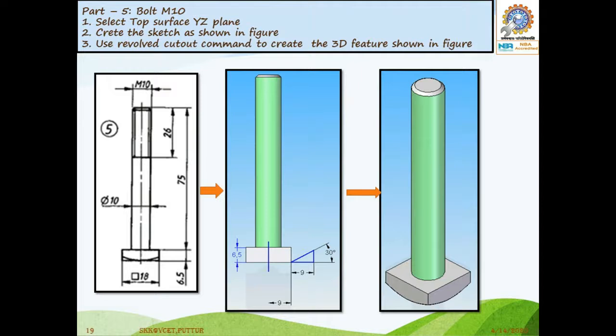This is part number 5 of the plumber block assembly, that is bolt M10. To draw this one, you can use different commands. You can go for the revolve protrusion command, or you can use the protrusion command directly. The first part you have to create with the help of the protrusion command only.